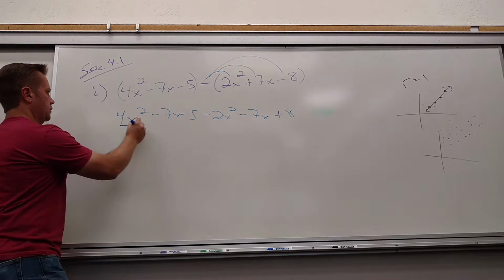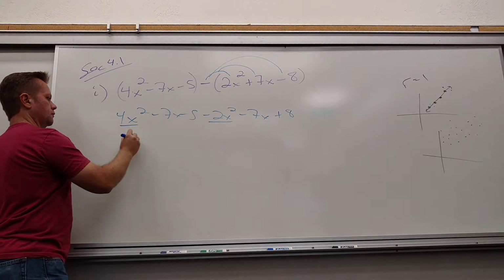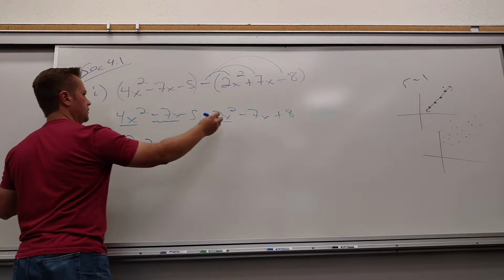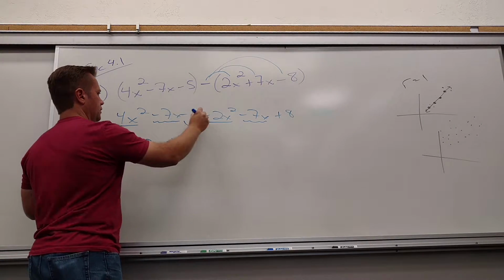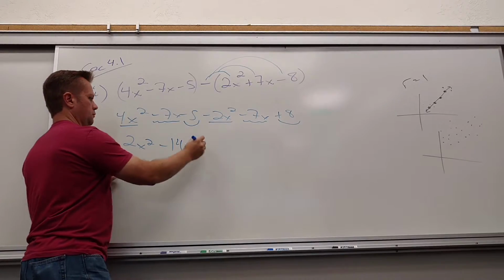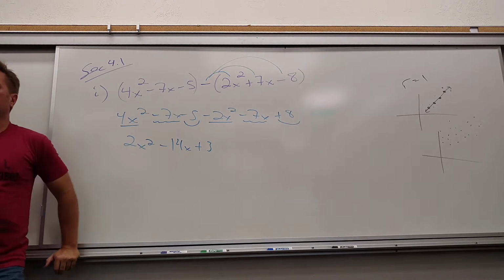So what do I get for my x squares? 2x squared. What do I get for my x's? Good, minus 14x. What do I get for my numbers? Plus 3. Just put your like terms together.